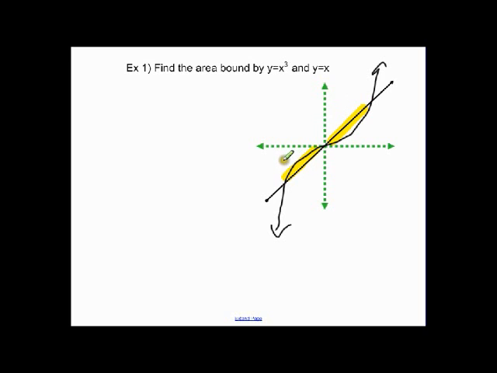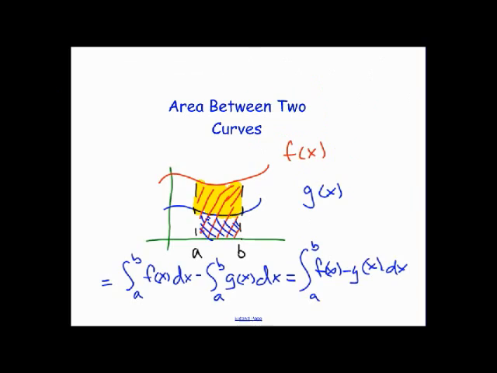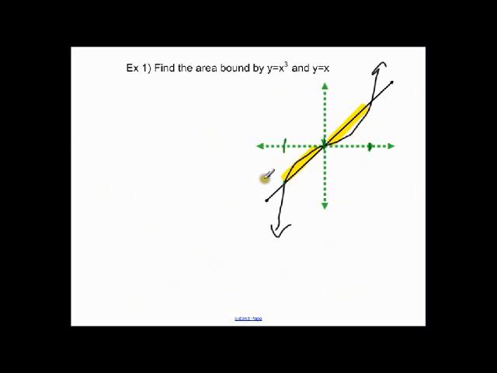So the question is, what are the intersections? Because we want to go from here to here with this being the top curve, and then from here to here with this being the top curve. Because remember, in our formula we always did the top curve minus the bottom curve. So to find out what these intersections are, what do you think we're going to have to do?